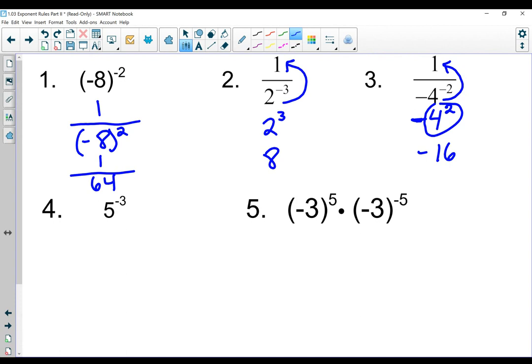And last on 4, I have an exponent that's a negative 3. So I need to take the reciprocal and make it 1 over 5 to the third, or 1 over 125, 1/125th.